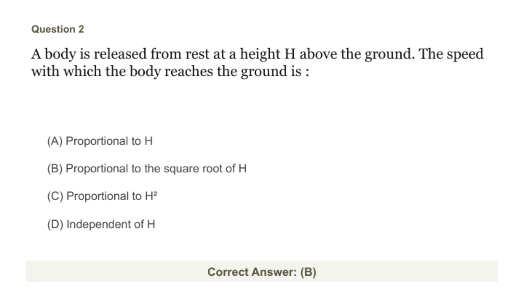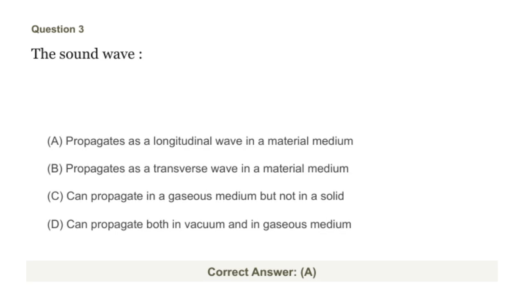All right, let's take a closer look at how sound waves propagate. The correct answer here is option A. Sound propagates as a longitudinal wave in a material medium. Now, what does that mean exactly? Well, in a longitudinal wave, the particles of the medium move back and forth in the same direction as the wave is traveling. So, when sound moves through air, for example, the air molecules vibrate along the same line as the wave's movement, creating areas of compression and rarefaction.